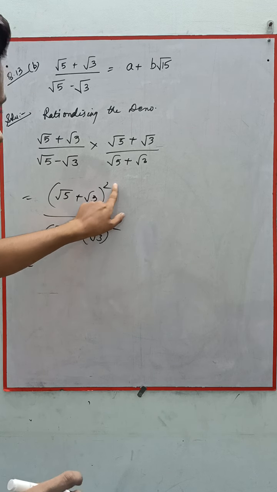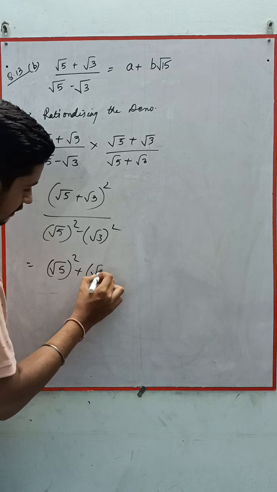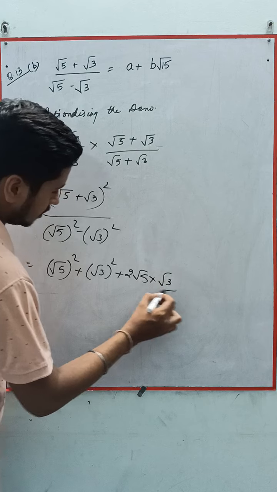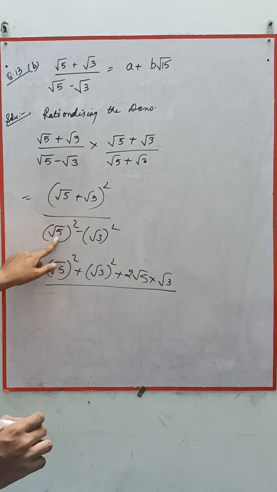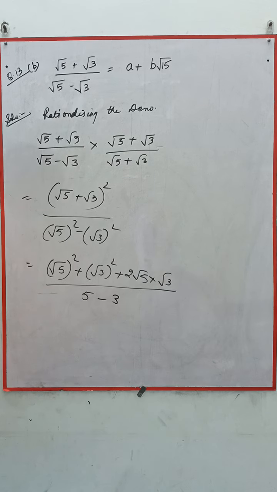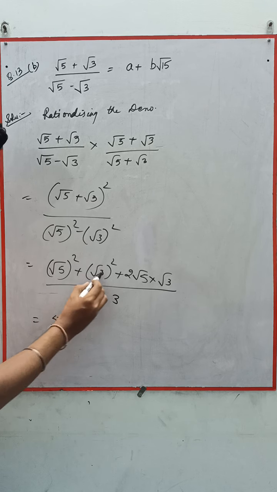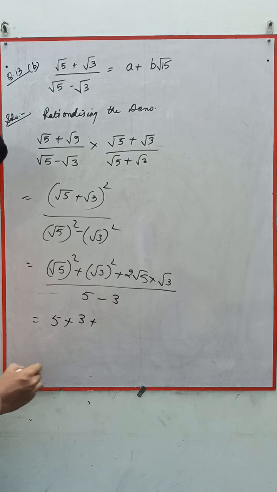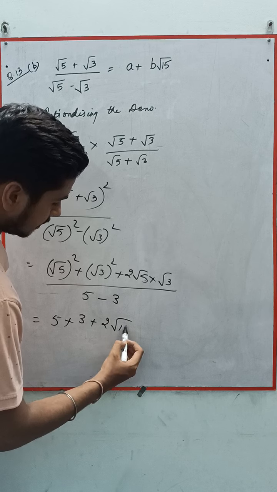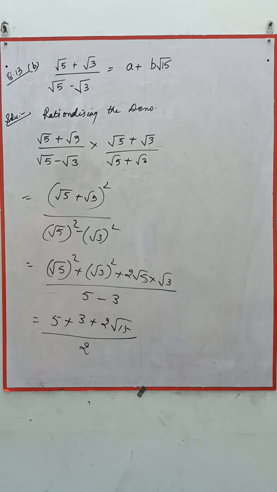Now again, the (a plus b) the whole square identity we are going to use. A square plus b square plus 2ab, whole divided by... the square and root will be cancelled, we will get 5. Square and root again, we will get 3. Now here the square and root are cancelled, so we'll get 5. Here we will get 3, and here 2. 5 3s are 15, and it will be in a common root, divided by 5 minus 3, which is 2.